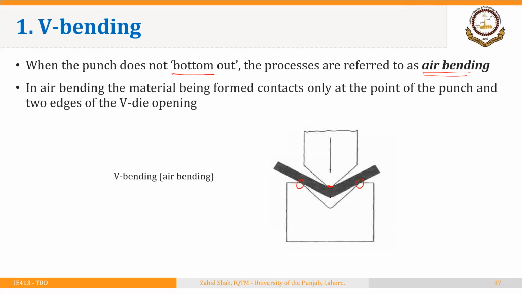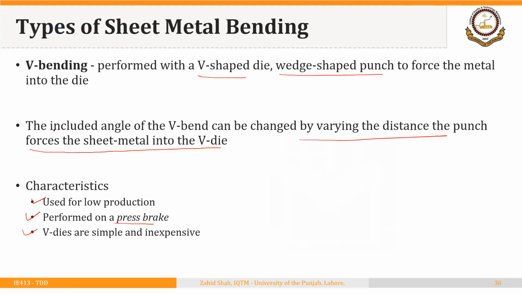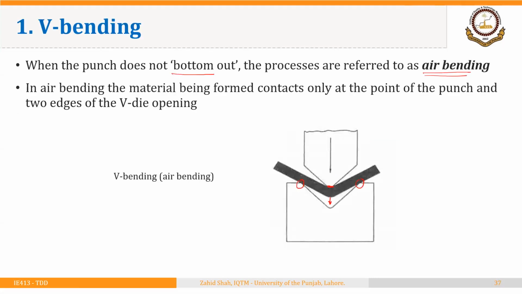By changing the depth that the blank moves into the die, we can make different angles using the same die. The included angle of the V bend can be changed by varying the distance the punch forces the sheet metal into the die. This is air bending because there is some gap between the sheet and the bottom of the die. It is not bottoming out.